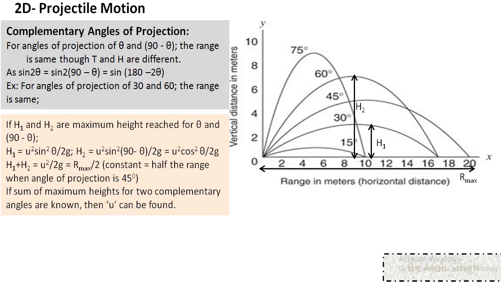If you look at this figure, H1 is for 30 degree and H2 is for 60 degree. Both are complementary. So if we calculate H1 plus H2, it will be equal to half the range at 45 degree projection. So the value of H1 plus H2 will be equal to half of 20, which is 10 meter. Similarly, if we take H1 for 15 degree and H2 for 75 degree, again the sum of H1 plus H2 will be equal to half of 20, which is 10 meters.